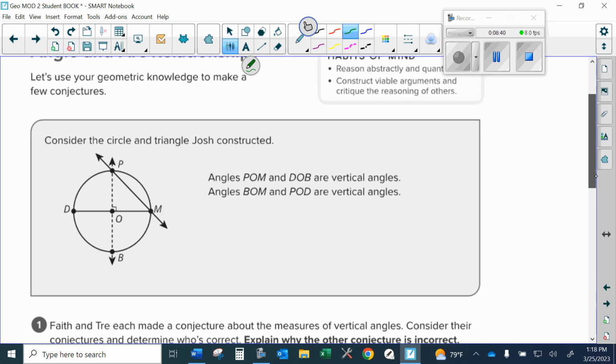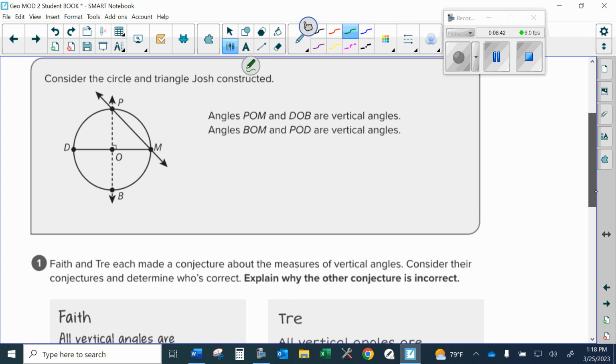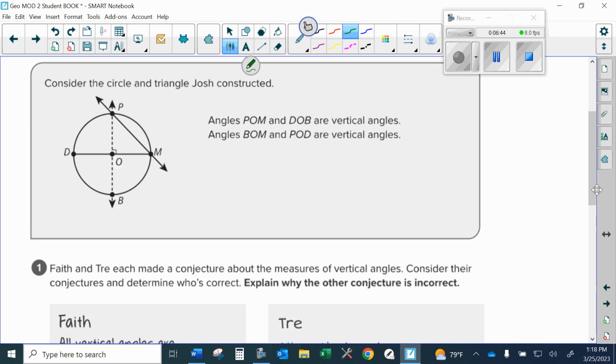Angle and arc relationships. Just quickly reviewing vocabulary. Angles POM and DOB right there are vertical angles. Okay, remember they're right across from each other. They create 2 lines if I was to extend them. And they're across. Those are vertical angles. Okay, and then they give you 2 more right there.